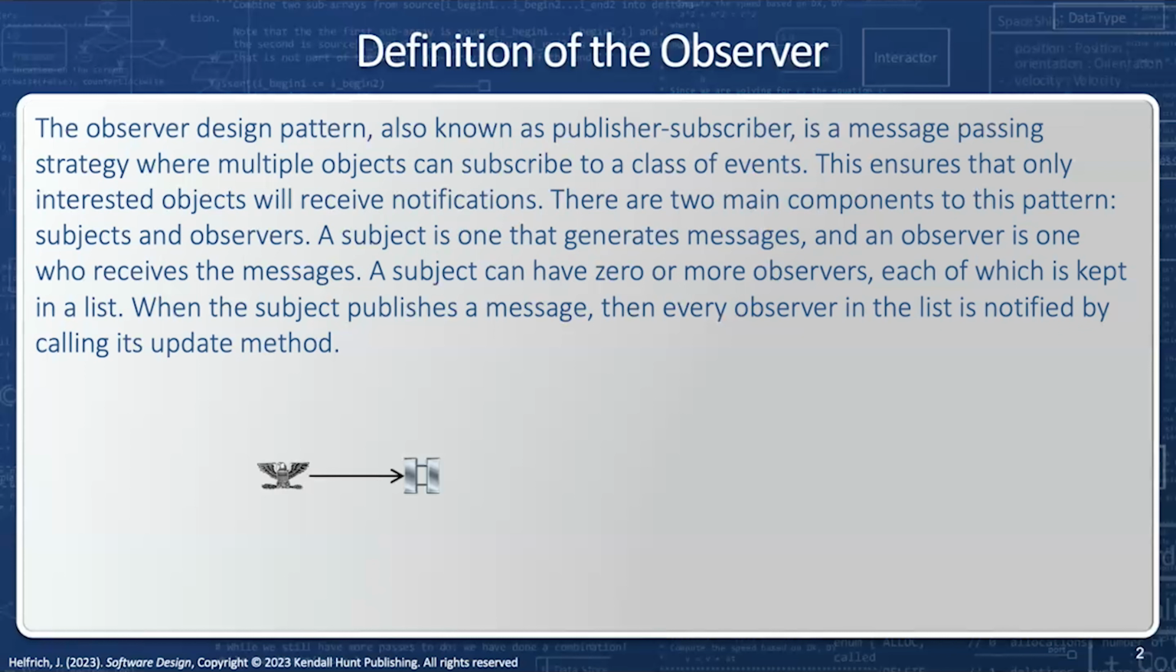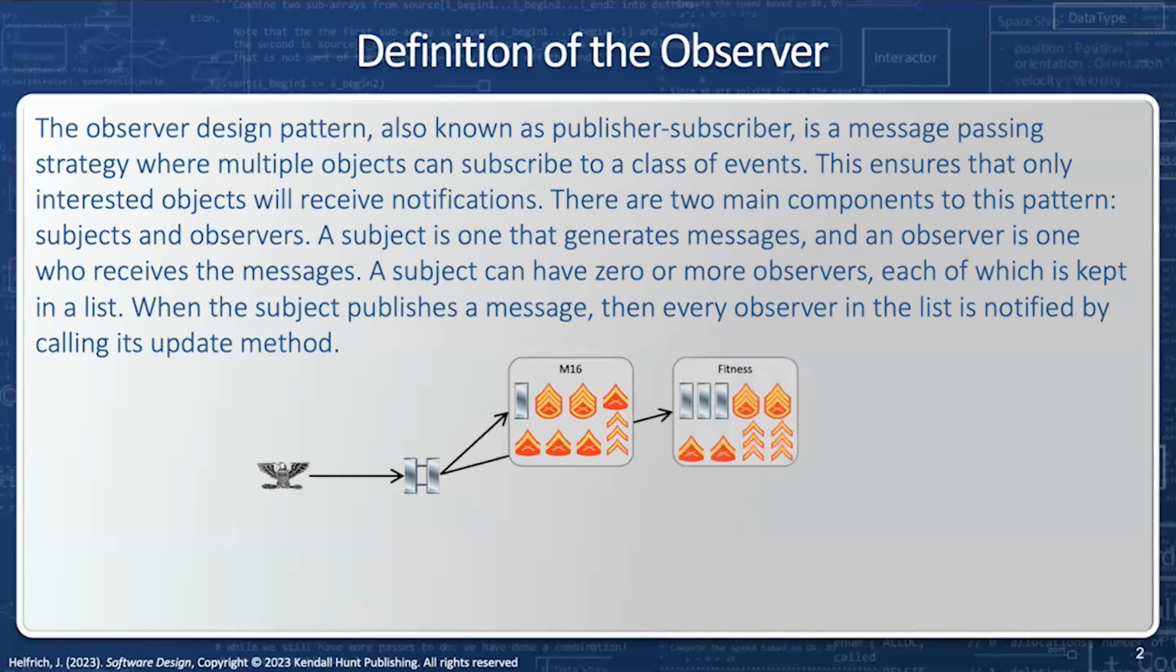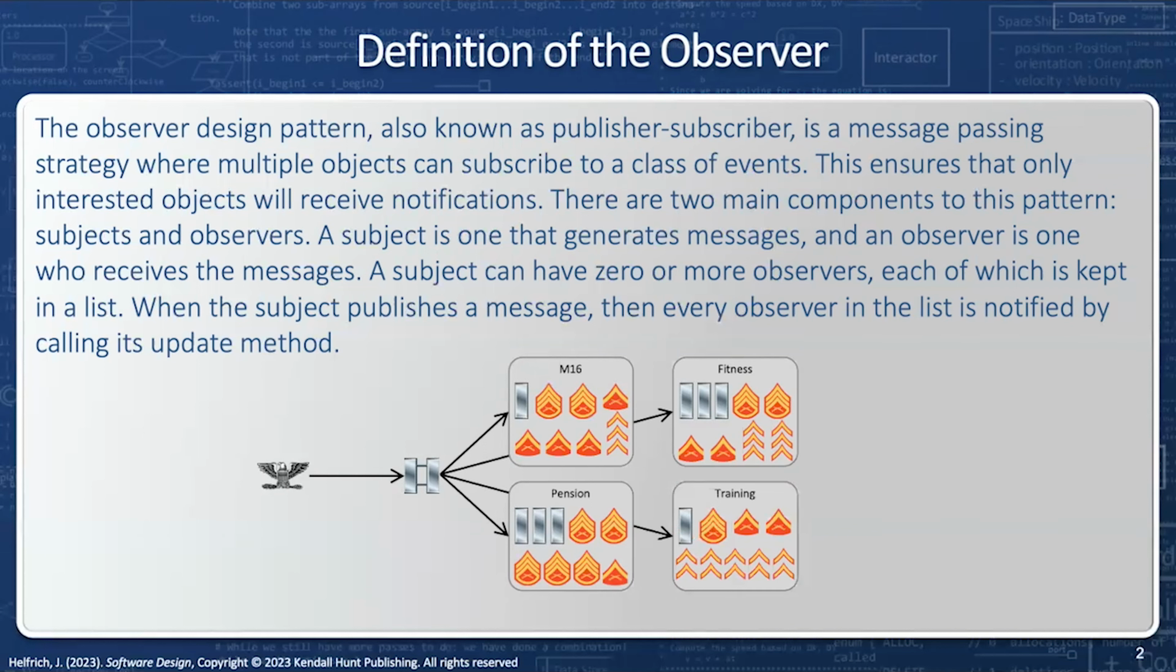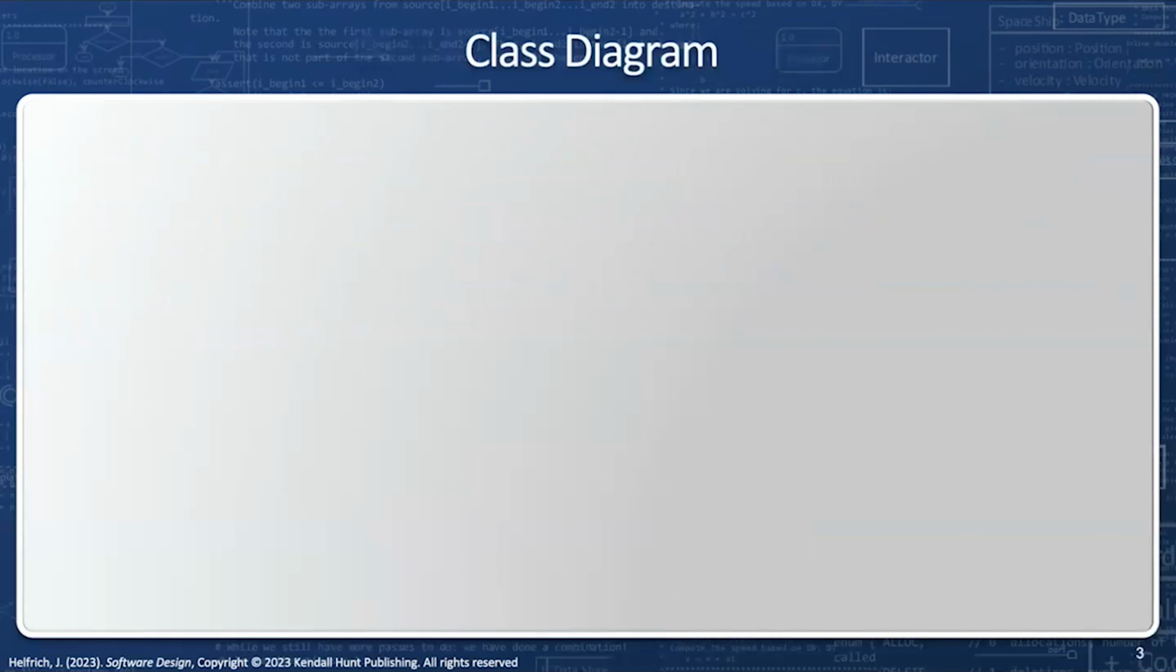So instead, what we're going to do is create collections of interest groups, like those interested in the M16, those interested in fitness, those interested in the pension, and those interested in training. Using the observer design pattern, only those who subscribe to a given class of messages will receive the messages. So let's take a look at the class diagram.